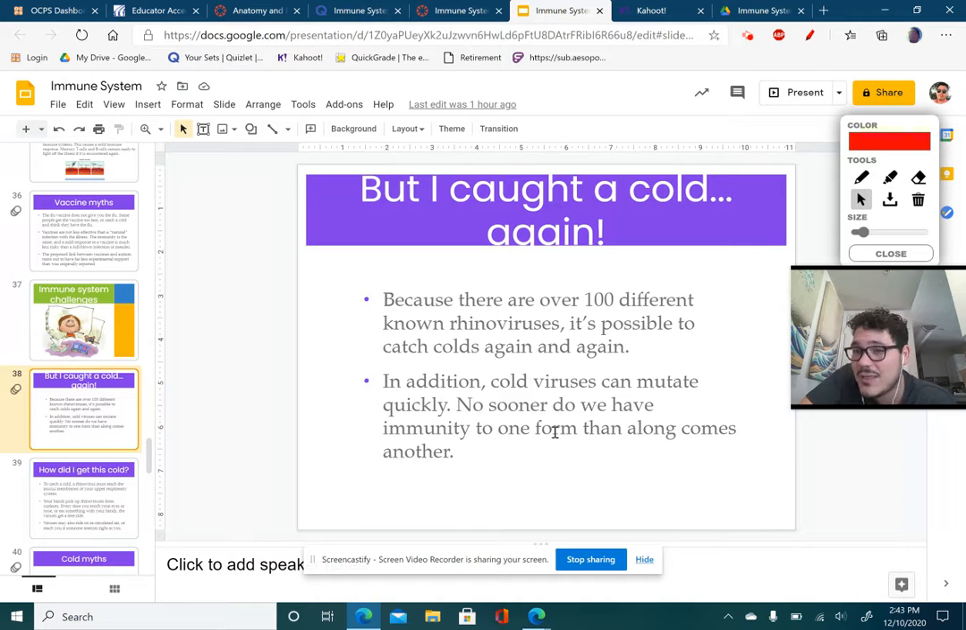So because they can mutate so rapidly, there's a low chance you're going to build up immunity to just what's known as the common cold. That's kind of why we call it that, right? No sooner do we have immunity to one form, then along comes another.